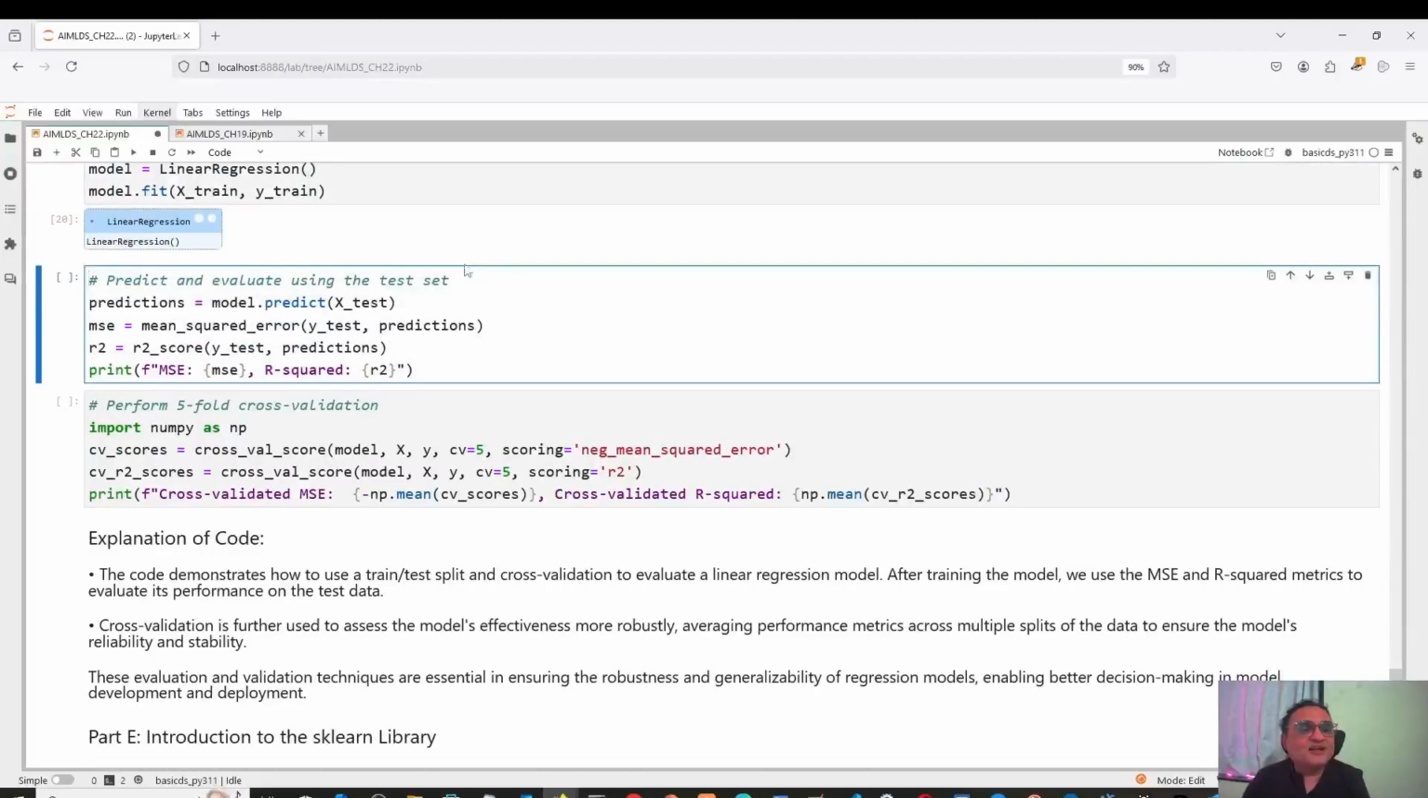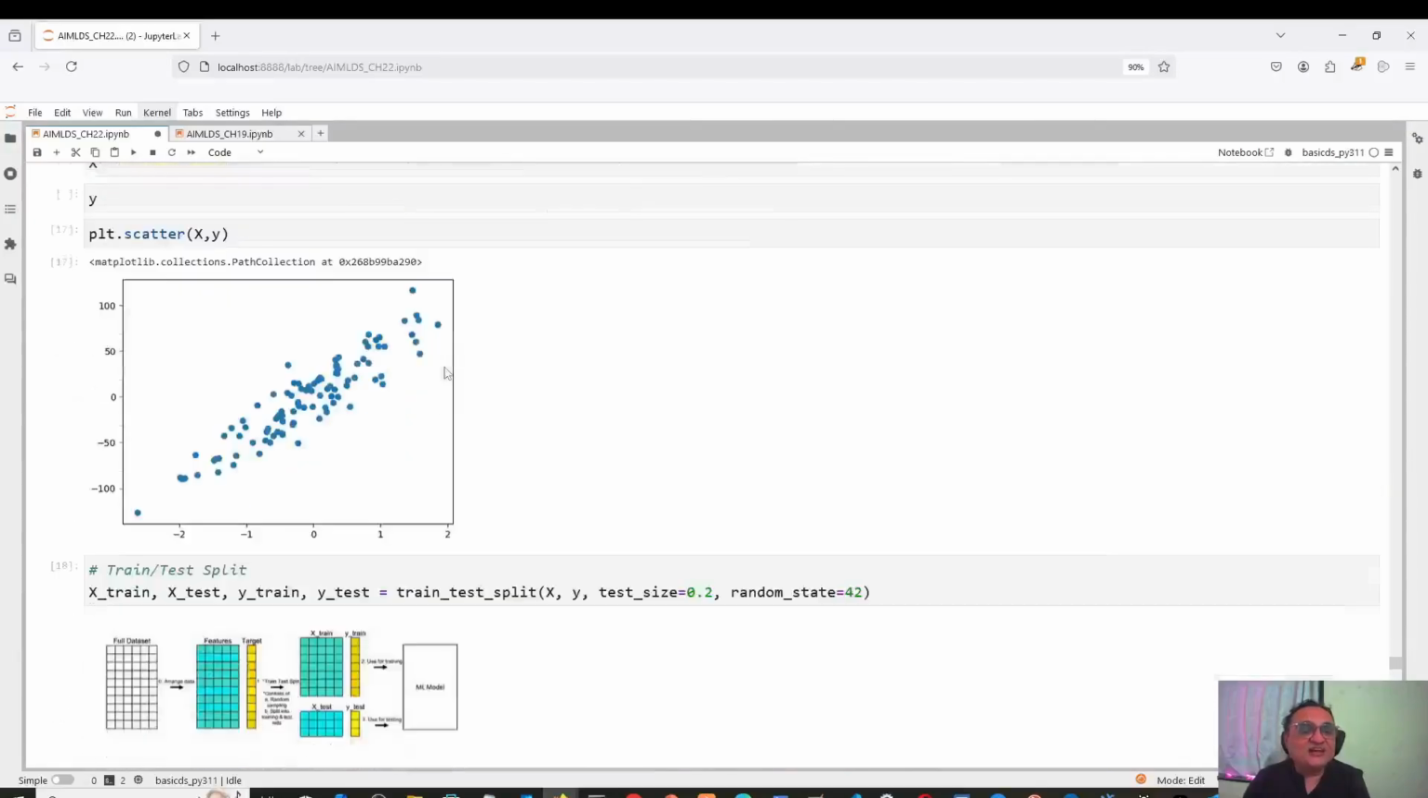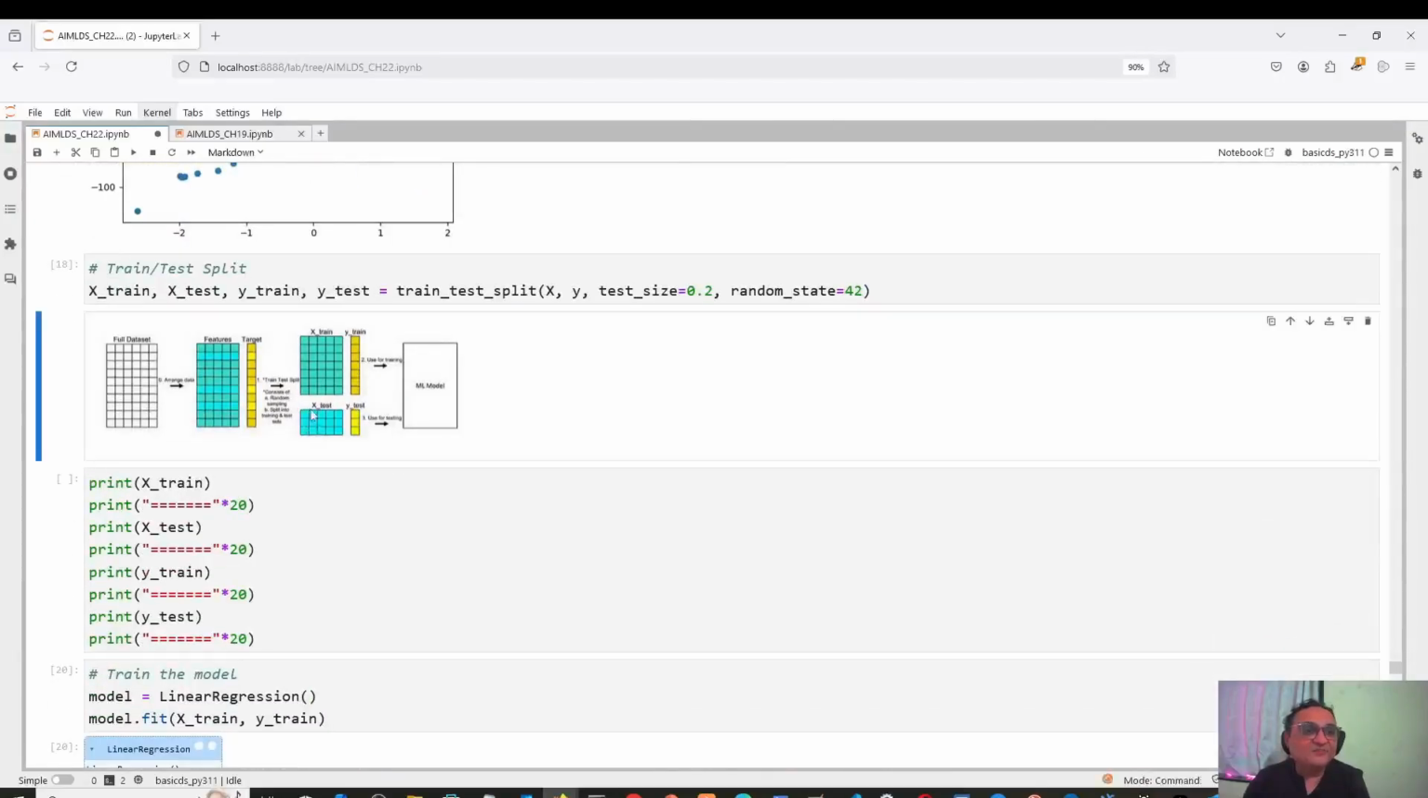Now predict. So what am I doing now? If I show this diagram, I now have my trained, fitted model. Now I am trying to expose my fitted model to only X test, only this part, the lower green. And I am trying to find y predicted.